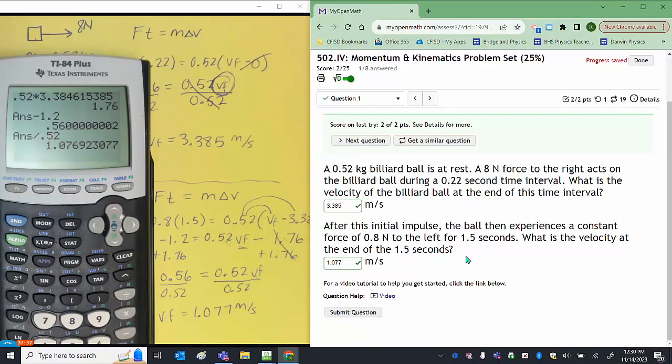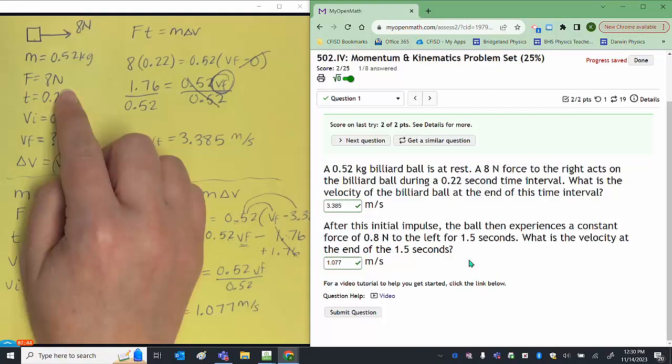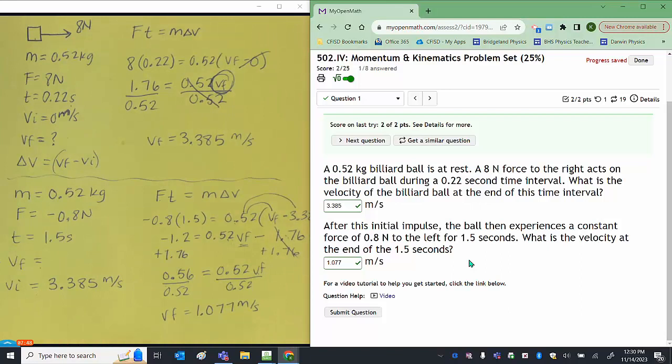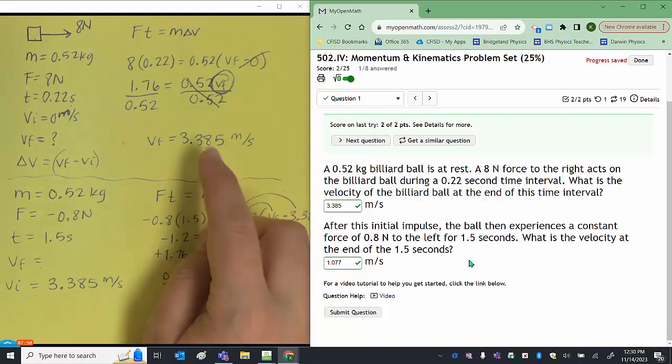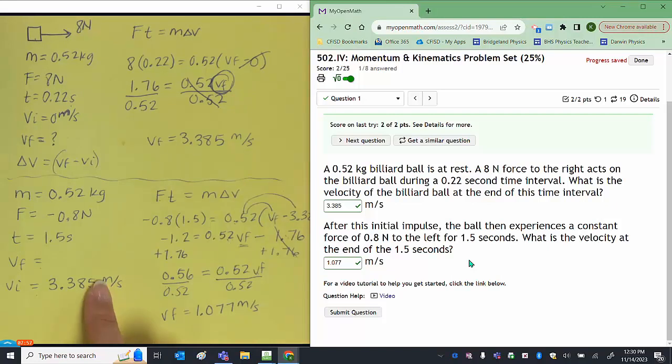So again, for this question, it's really important that you keep your information straight. Make sure that you're not using the force and the time from part 1 and part 2 because it's a different force and it's a different time. And then do make sure that you take that velocity that happens at the end of that impulse and that you know now that that's how fast it's moving at the start of this section.